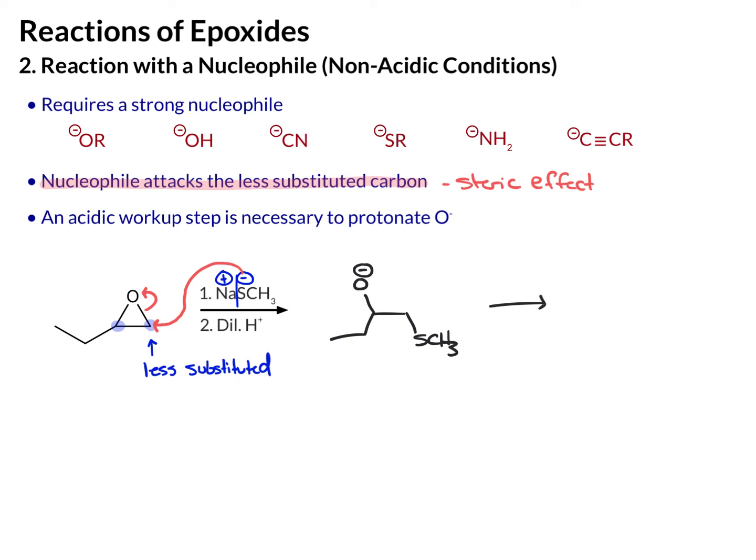So in a second step, after all of this is reacted with your epoxide and everything gets converted to this species, now we can add acid to work this reaction up. Again, this isn't added until a second step. Here we protonate the oxygen. And there's our product.